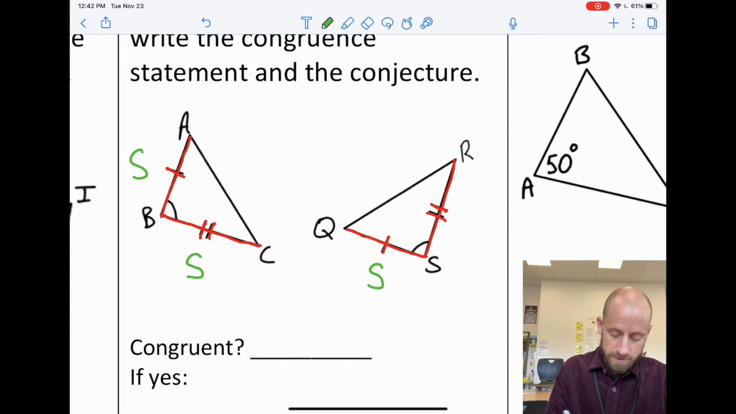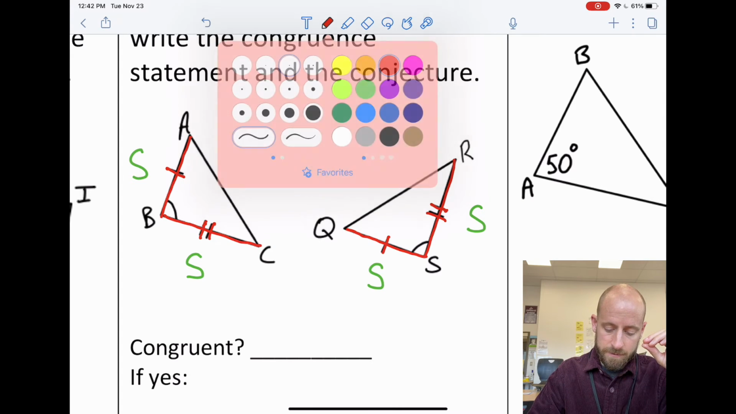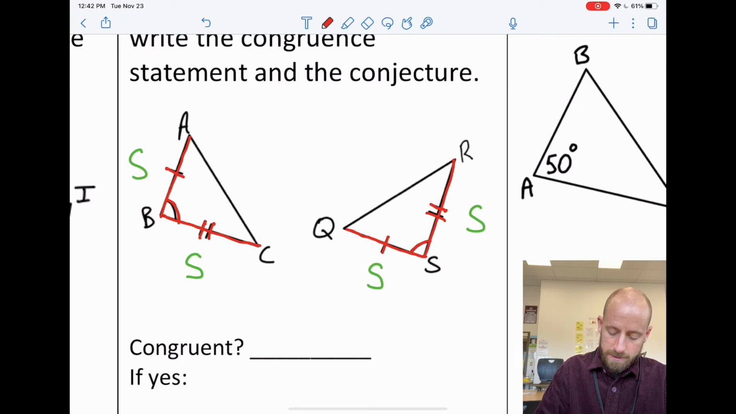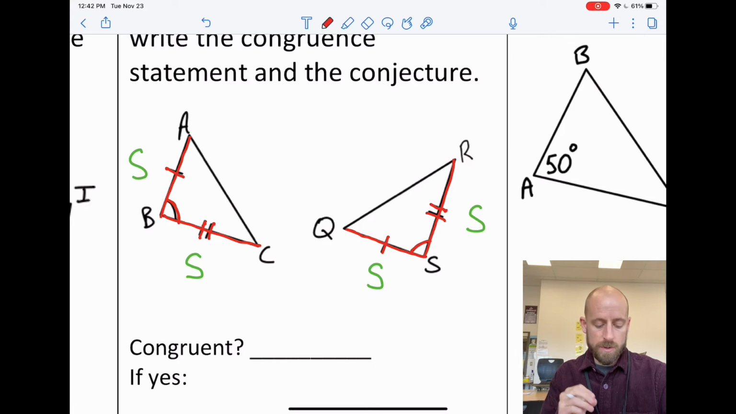So we've got 2 sides right now. And this is really important. The next piece of information that we have is this angle B and this angle S. And that angle is between those two sides.